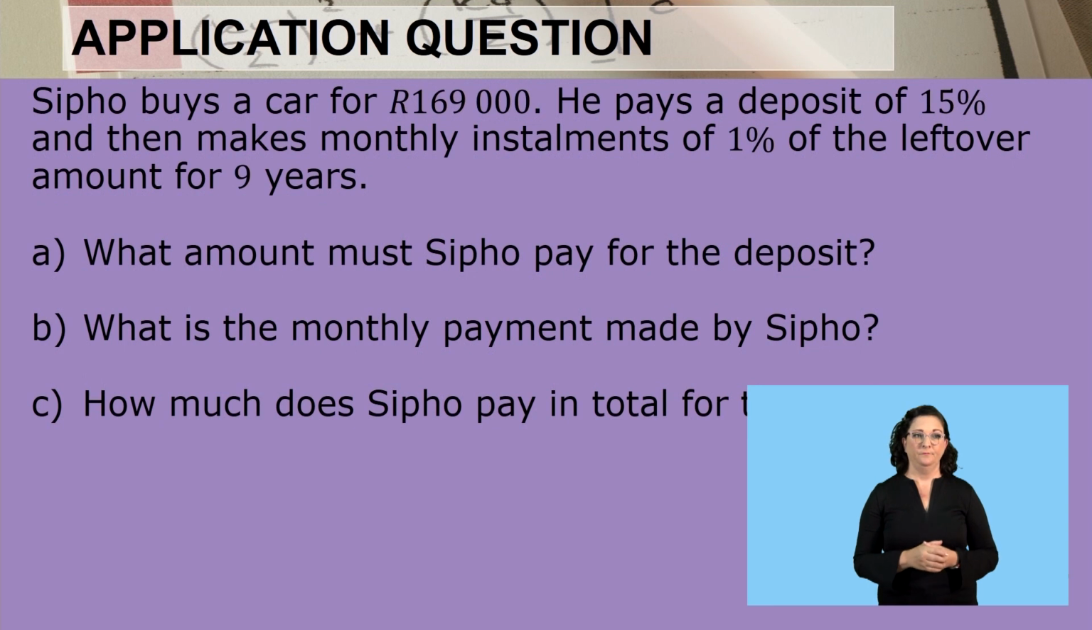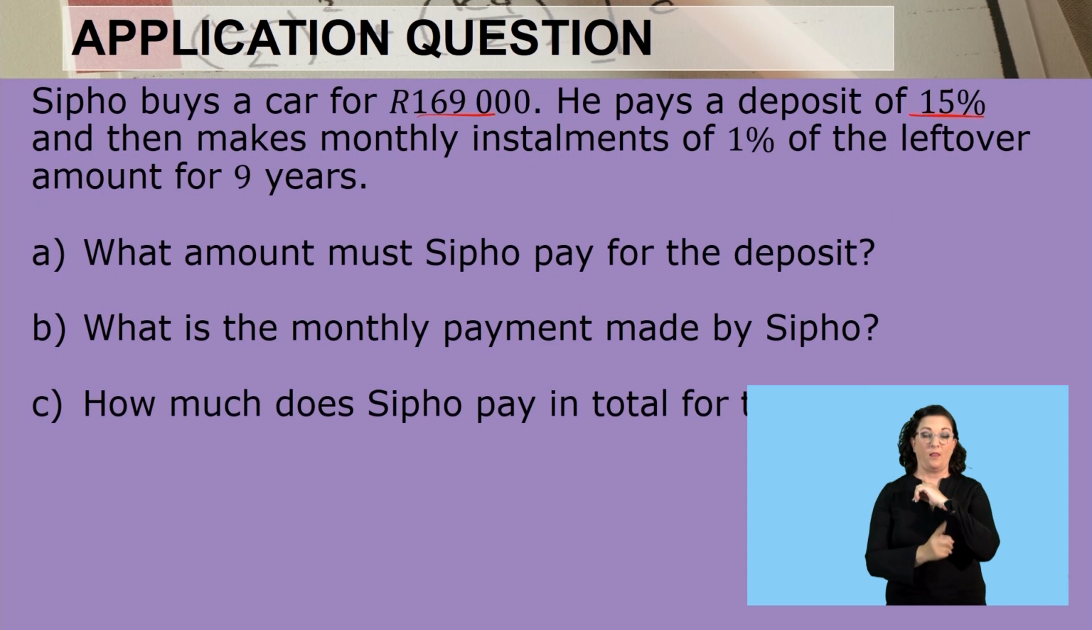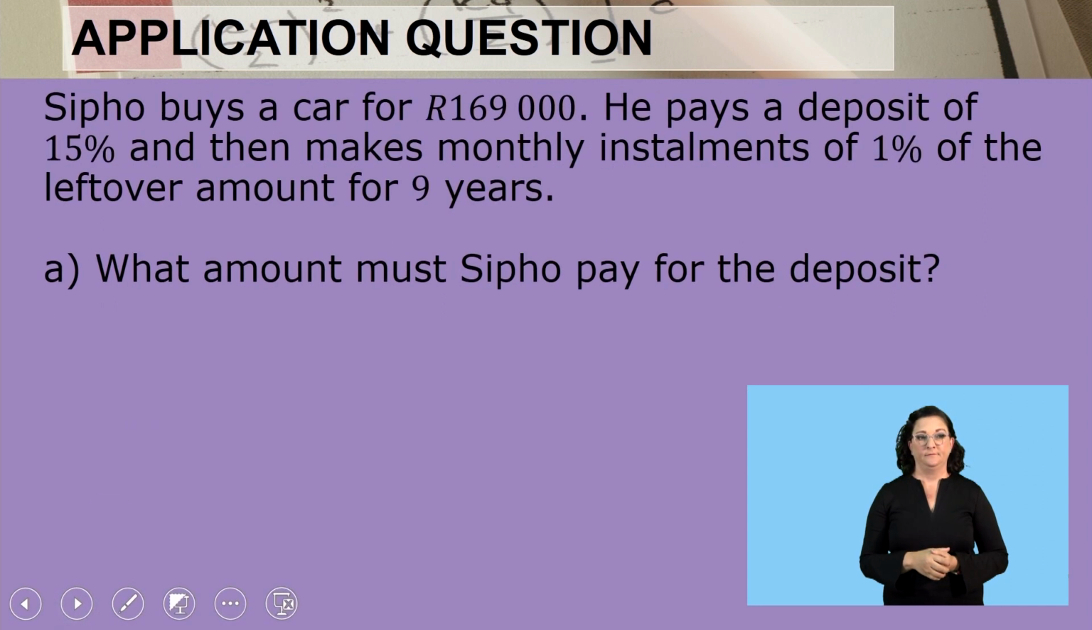The first one says, what amount must Sipho pay for the deposit? Remember, deposit is 15% of the original amount. B, what is the monthly payment made by Sipho? The monthly payment will be determined by the deposit. We'll get to that just now. And C, how much does Sipho pay in total for the car? We then work out every payment that Sipho made from the deposit right to the last monthly installment. Let's do this, starting with A.